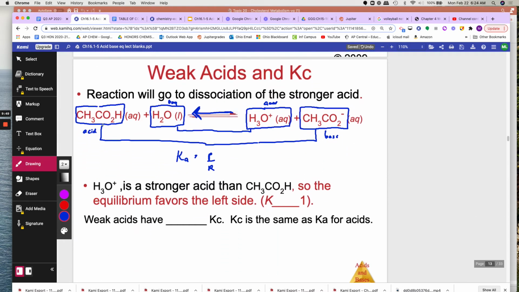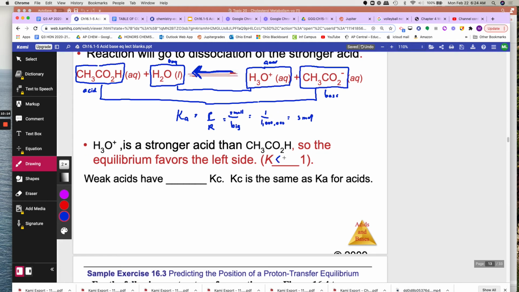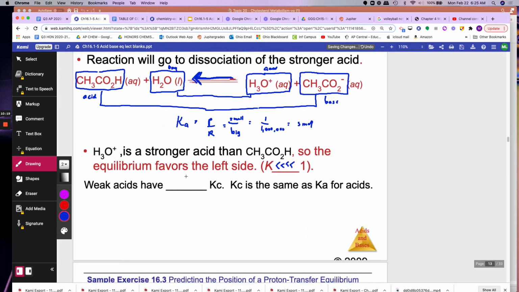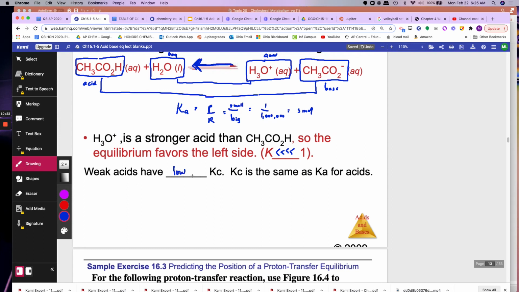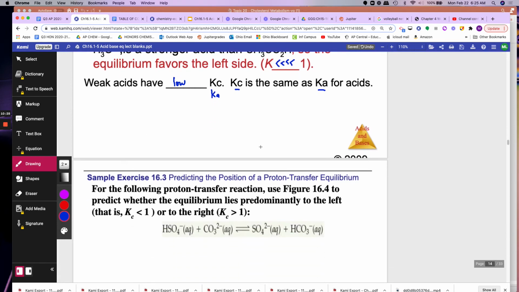Okay, let's look at here. You're comparing the acid and the acid here, the two acids. H3O plus is a stronger acid, so it goes to the left, which means the reactants are big. This is small. So if I were to plug in numbers, a small number and a big number, 1 divided by 1,000,000 is a very small number. So Ka will be very small, less than 1. Okay. Weak acids have low Kc or Ka. Kc is the same as Ka for acids. So let's go ahead and practice.